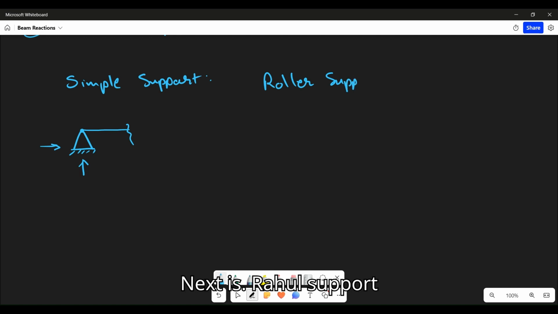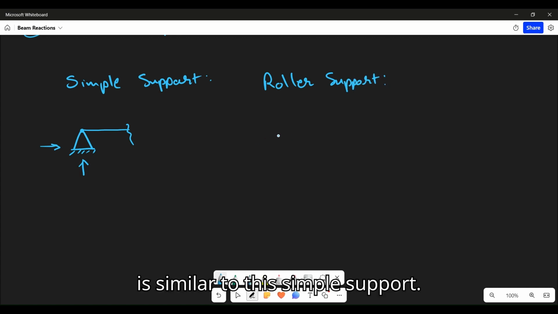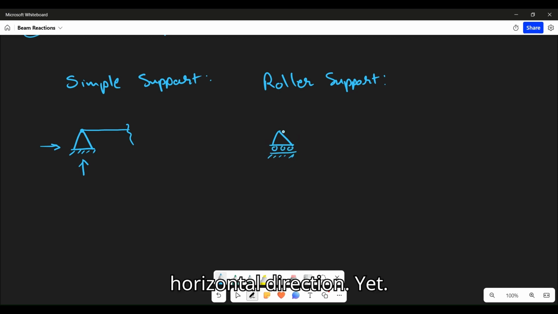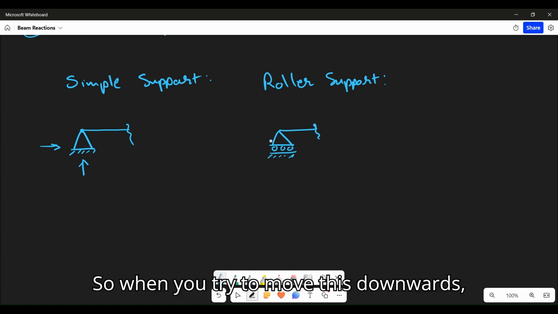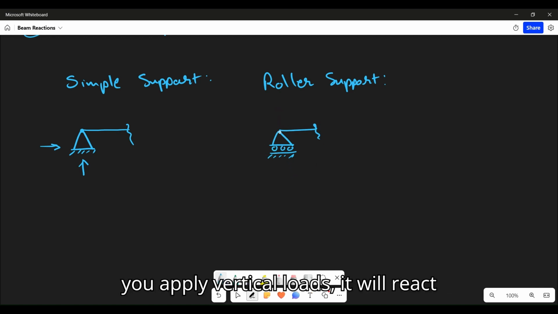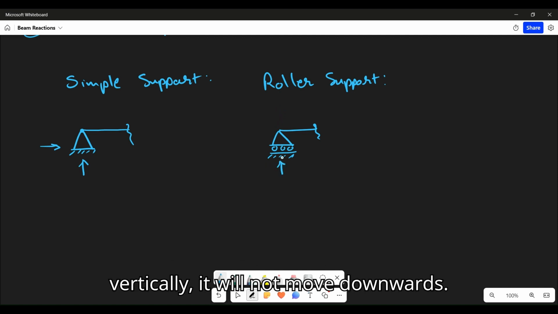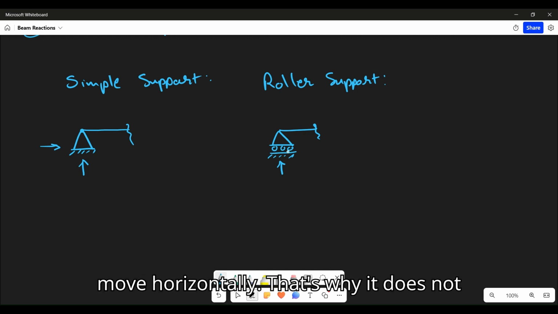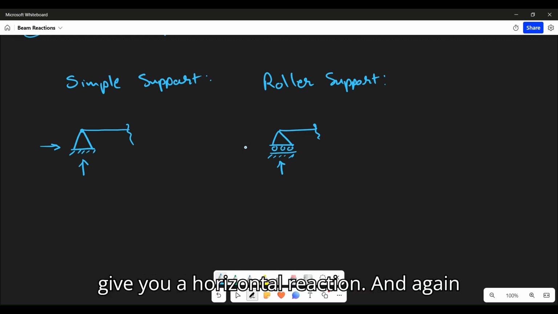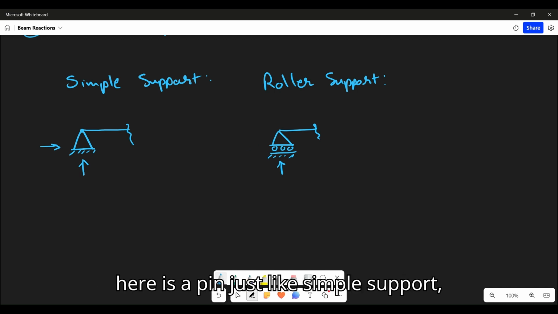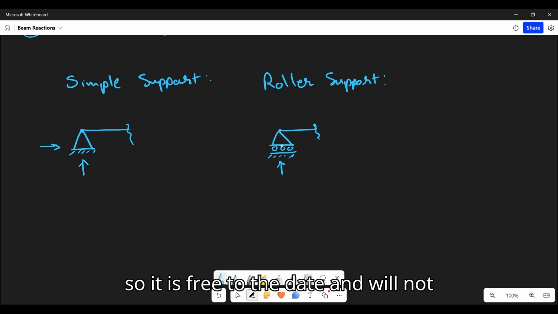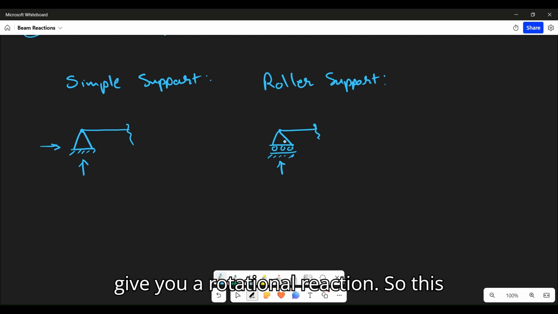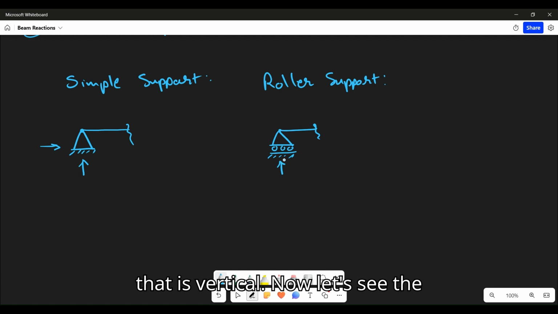Now roller support is similar to simple support, but there are rollers here in the horizontal direction. Right. So when you try to move this downwards, you apply vertical loads, it will react vertically. It will not move downwards. But when you try to move it horizontally, it will go ahead and move due to these rollers. So it is free to move horizontally. That's why it does not give you a horizontal reaction. And again, here is a pin, just like simple support. So it is free to rotate and will not give you a rotational reaction. So this roller support has only one reaction, that is vertical.